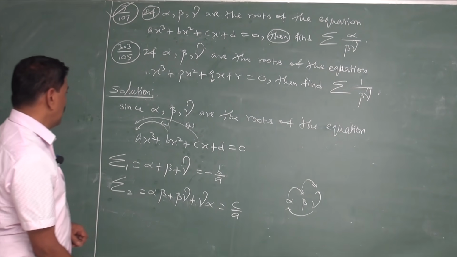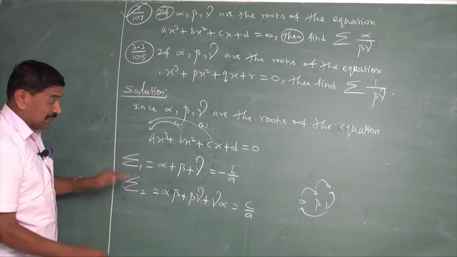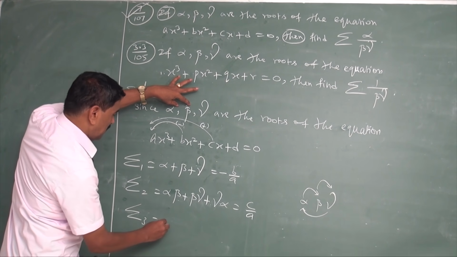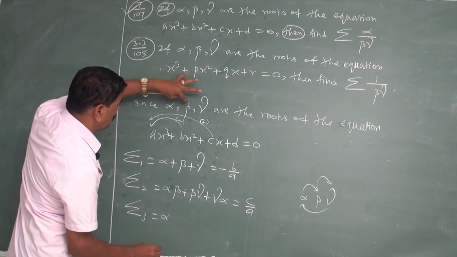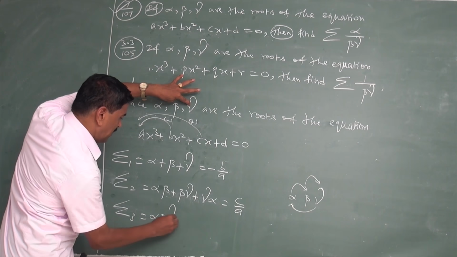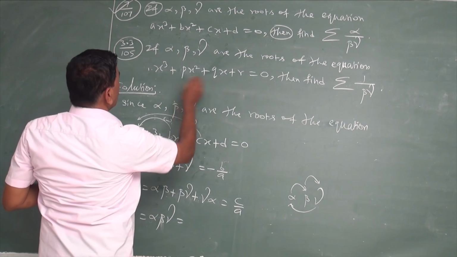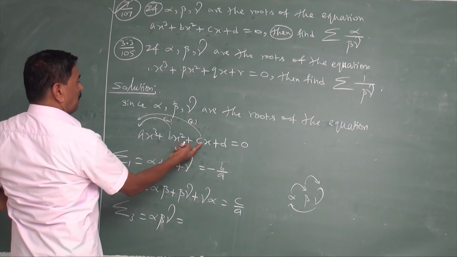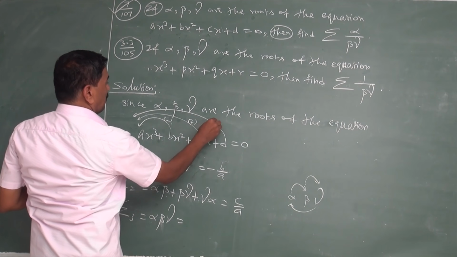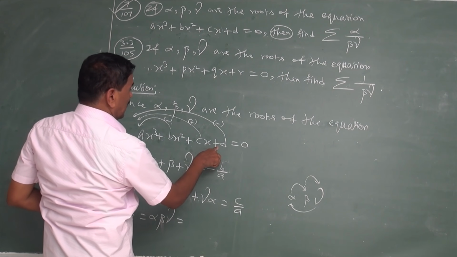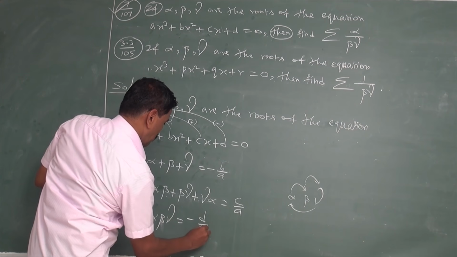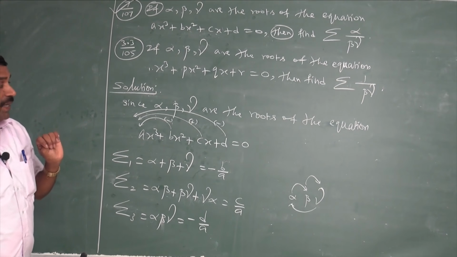Now there are three roots, so we want to find sigma 3. Sigma 3 means the product of all the roots, that is sigma 3 equals alpha into beta into gamma, that is alpha beta gamma, which is equal to: first one, minus b by a, plus c by a, next d by a. The sign is minus plus minus, here minus into plus minus, so minus d by a. Okay, the first introduction is completed.